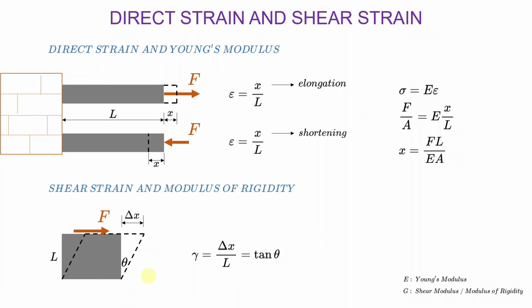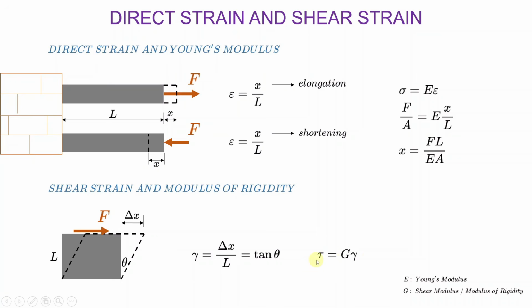adjacent side. And so if you do that, that is tan theta, and this tan theta is actually the shear strain. So what is important for you to remember is that shear strain is equal to delta X divided by L. And you saw from this picture how you measure delta X and how you measure L. Very, very important.